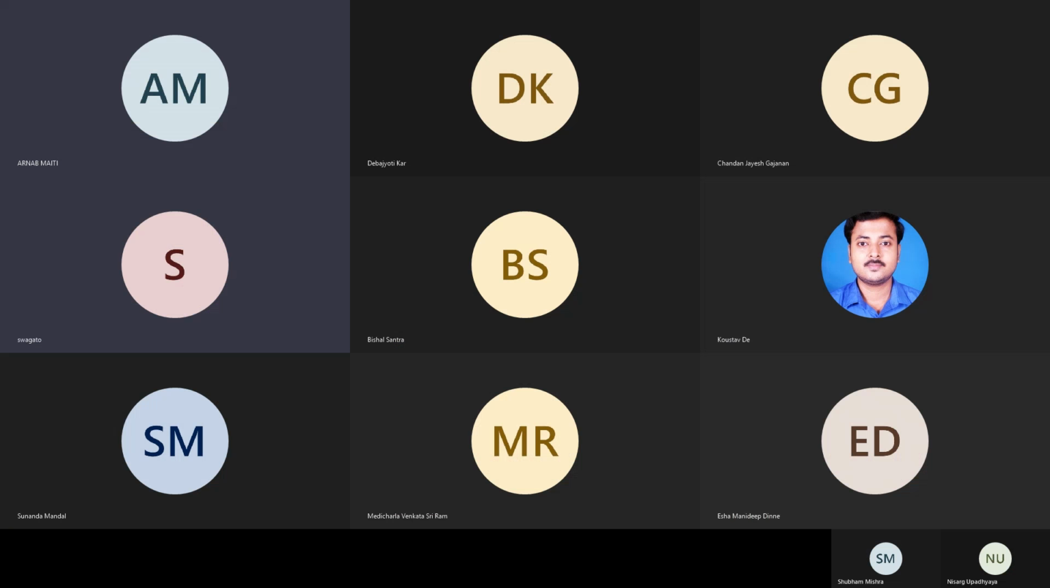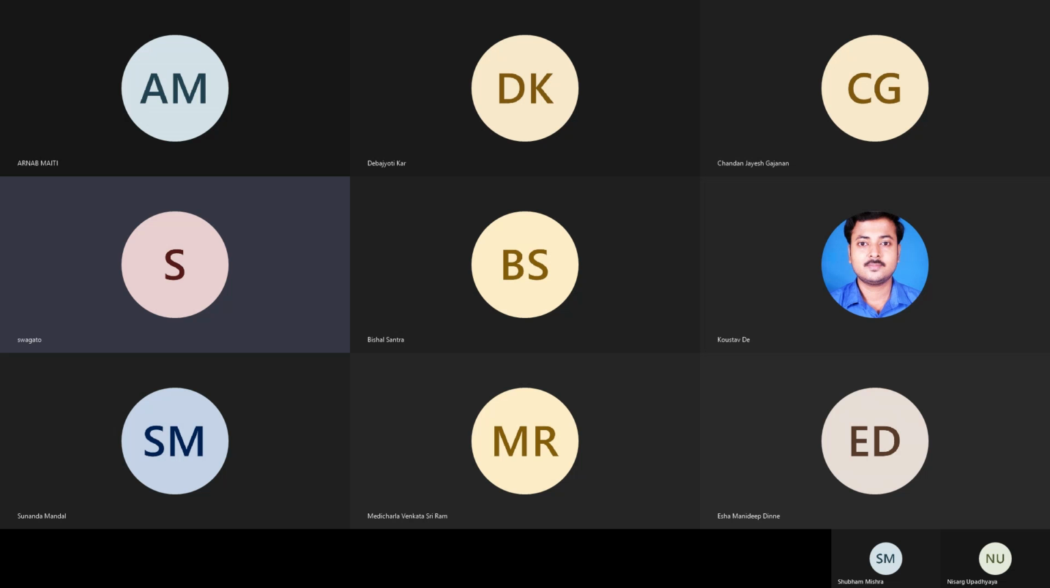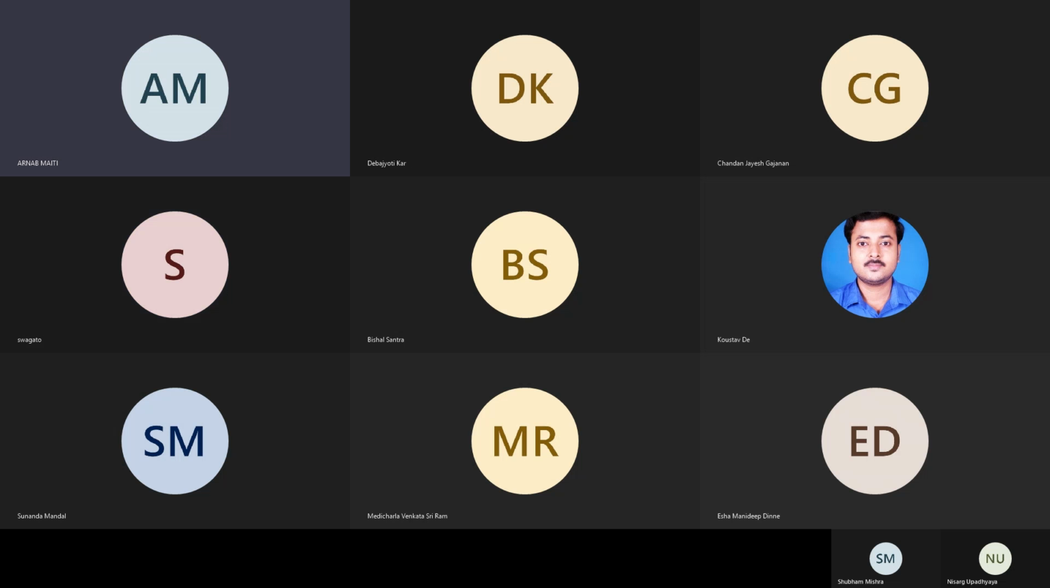Can I use more than k colors? Yes, you can use more than k colors actually.